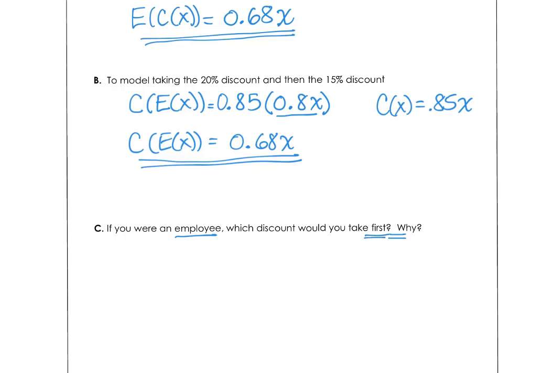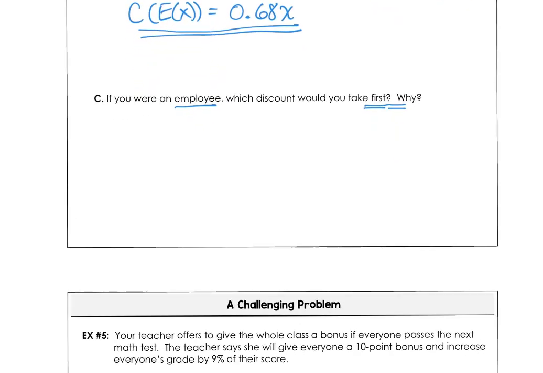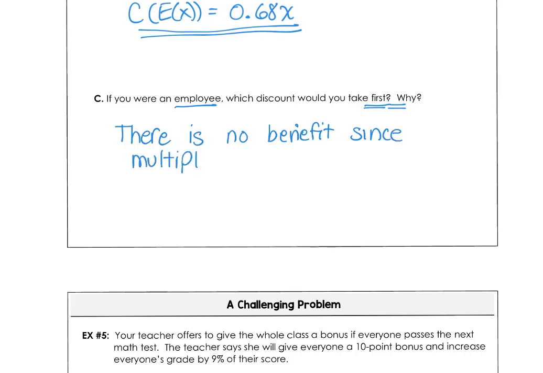If we compare the two, if you were an employee, which discount would you take first and why? And if you think about it, there's really no benefit because multiplication is commutative and associative. The discounts are the same, so you can write some sentence that makes sense to you. I'm going to say there is no benefit. Mathematically, we know because multiplication is commutative and associative, so it doesn't matter which one comes first. It's going to give you the same discount.